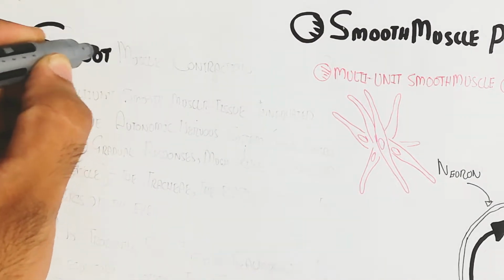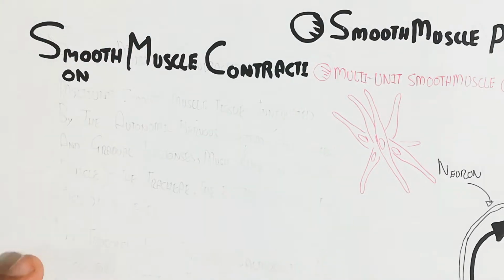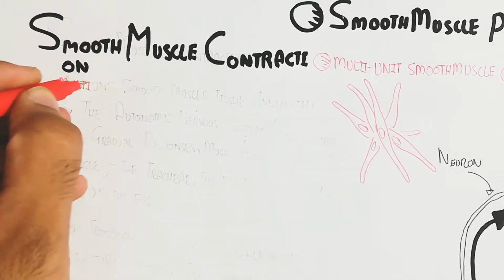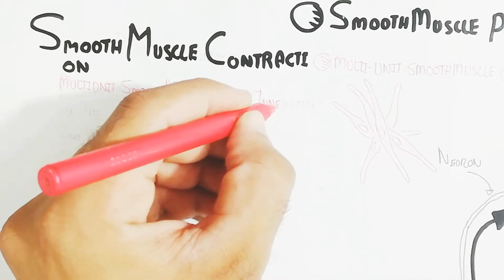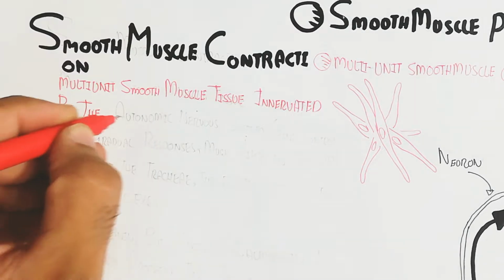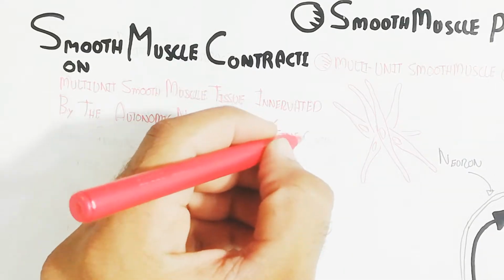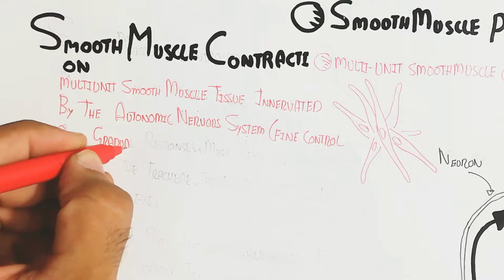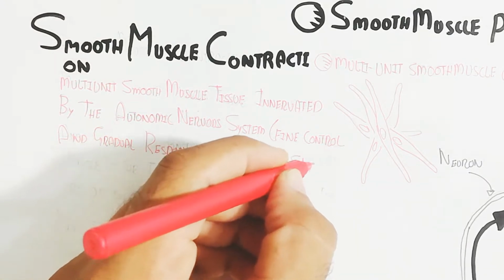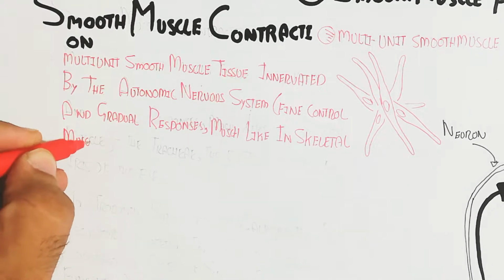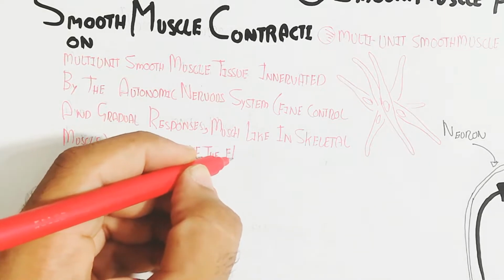Anyway, let's begin to understand smooth muscle contraction. Smooth muscle contraction is basically multi-unit smooth muscle tissue innervated by the autonomic nervous system, with fine control and gradual response, much like in skeletal muscle: the trachea, the elastic arteries, the iris of the eyes. These are all the best examples of innervated multi-unit smooth muscle tissue. Multi-unit means that each muscle cell requires stimulation through a nerve fiber.